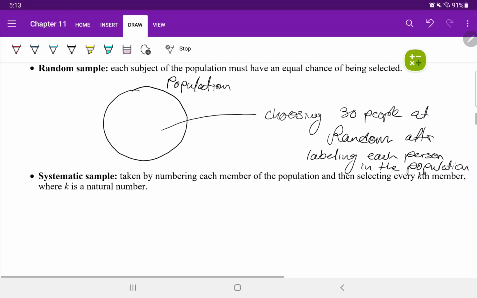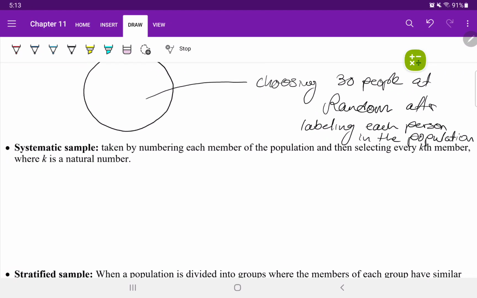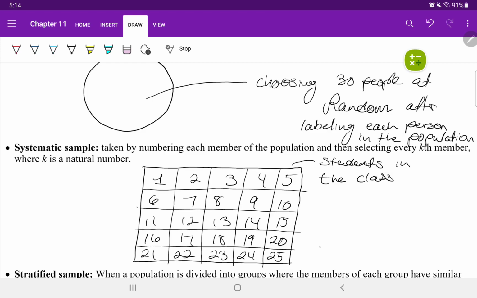Now, systematic. Taken by numbering each member of the population and then selecting every kth member, where k is a natural number. Okay, I drew this diagram. Students in the class. There are 25 students in class. Now, to perform a systematic sampling, I'm going to say I want to choose every third person.